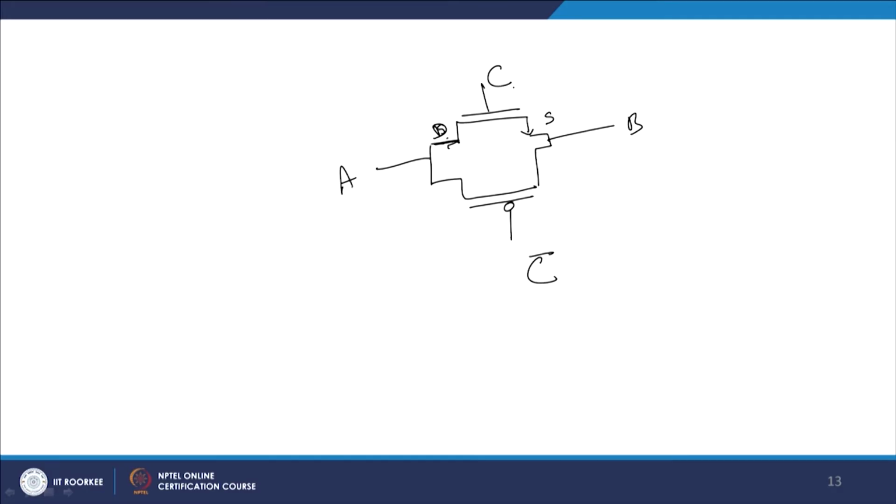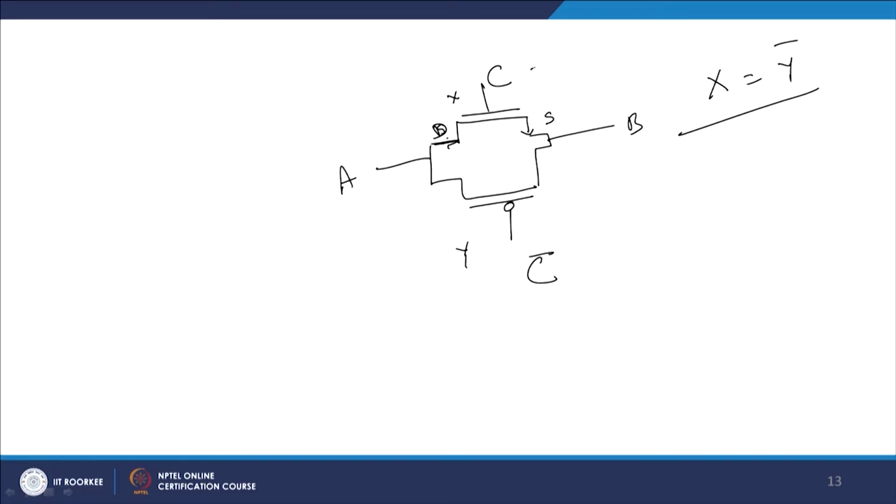So, I have something like this. I have an NMOS here. This is a source, this is your drain, this is your source, and then connect to it a PMOS, which is something like this. You connect this with A, let us suppose, and this is B, and then you apply C here and C bar here. So you apply complementary signals here and here.